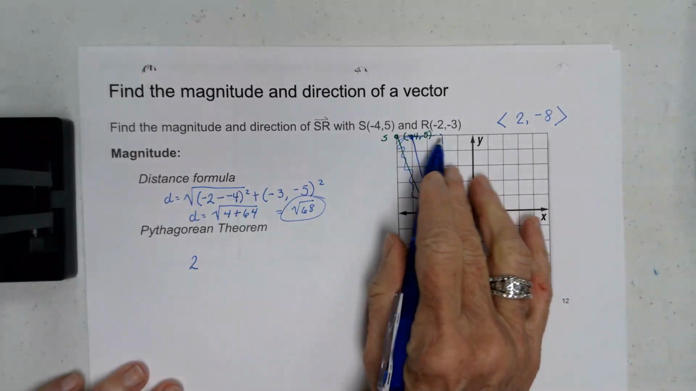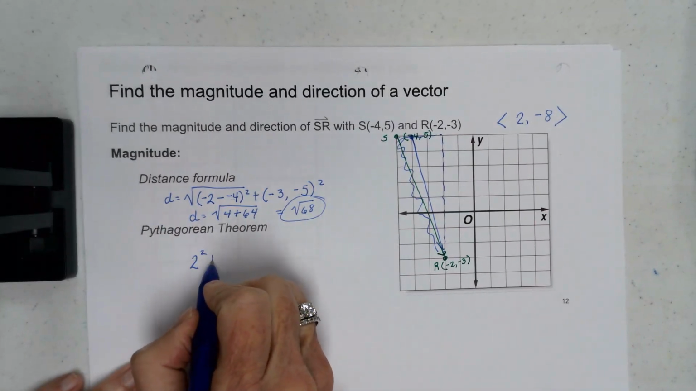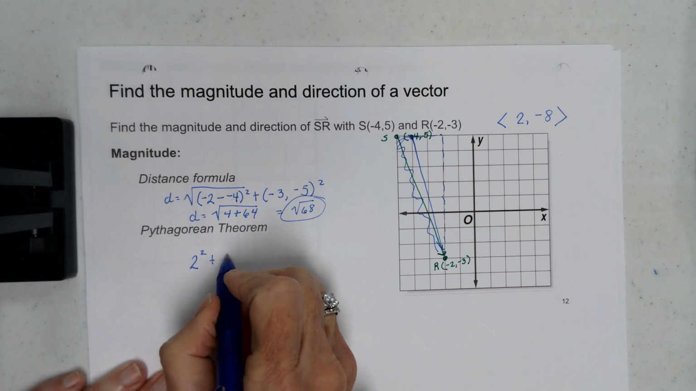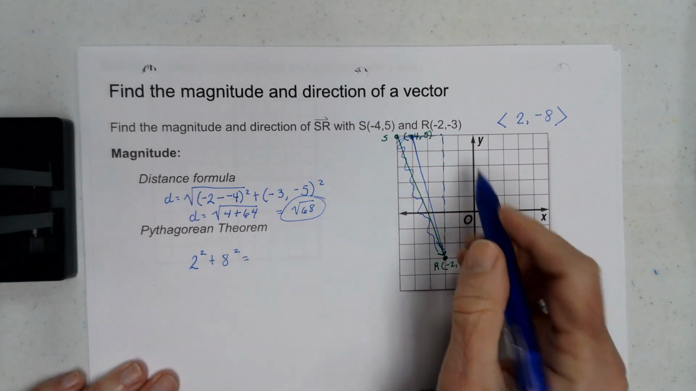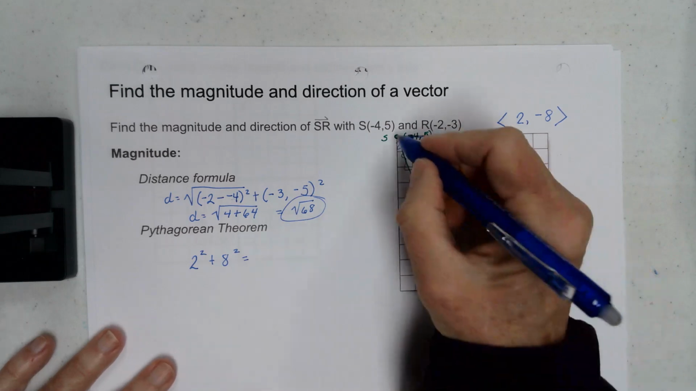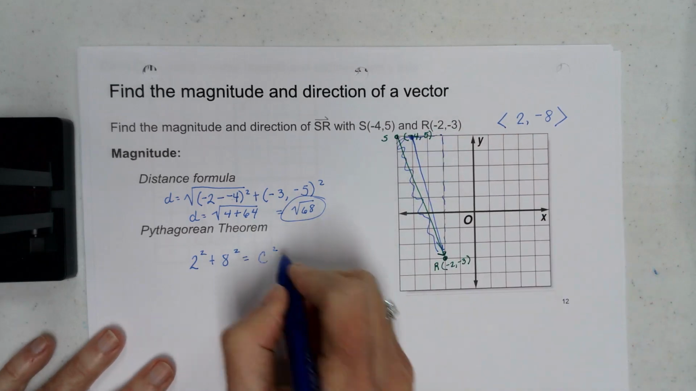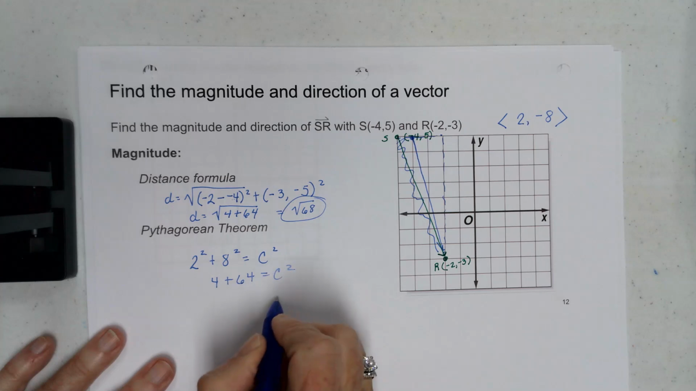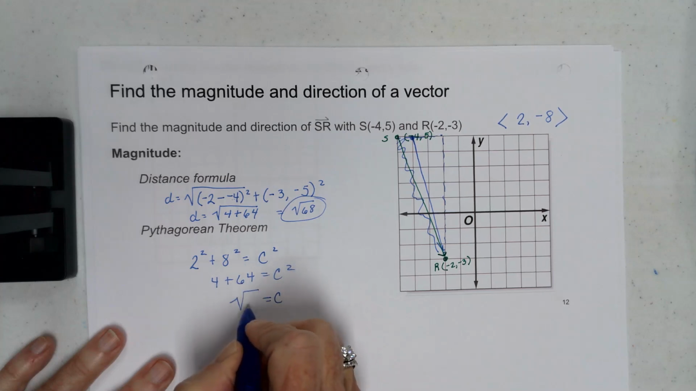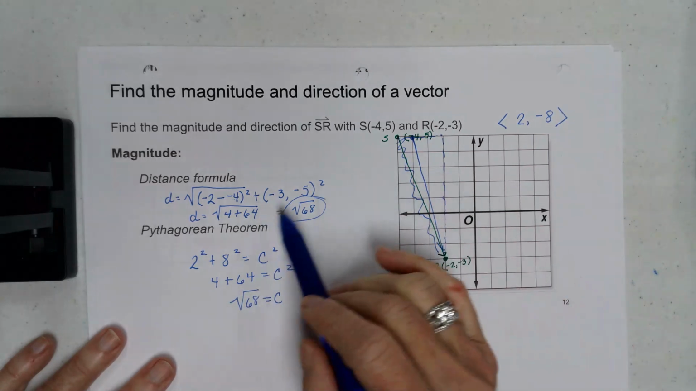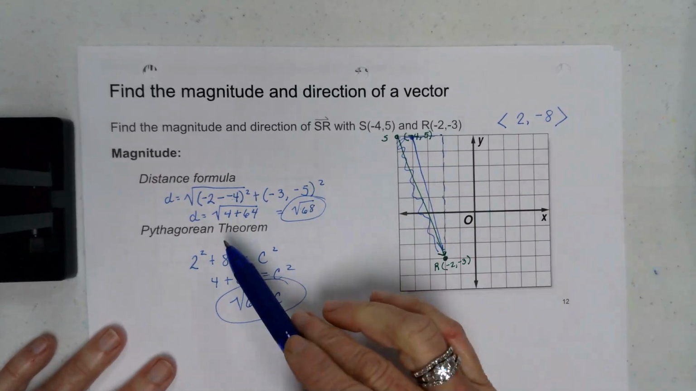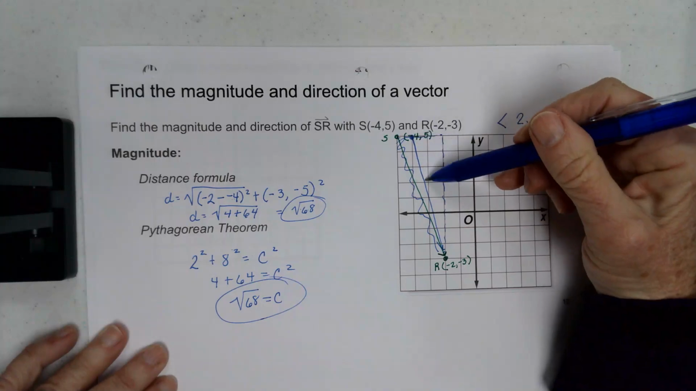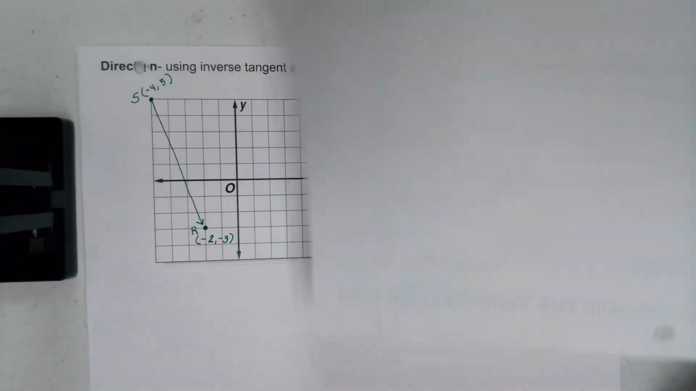Okay, so my x value here is 2, so I'm going to say 2 squared. My y value here is going to be, I can say -8 or 8 squared, and that is going to give me my c squared, or my hypotenuse squared. So I'm going to have 4 plus 64, which is c squared, or c is equal to the square root of 68. Okay, same thing I got here. I just used Pythagorean theorem, though, on my component form. So that's telling me that's that length right there, or the magnitude.